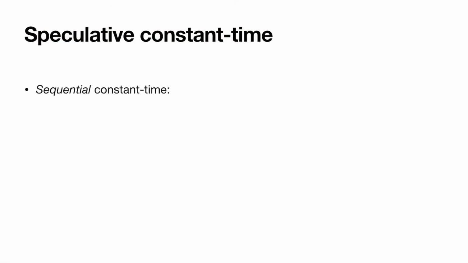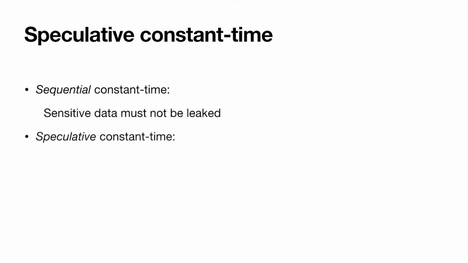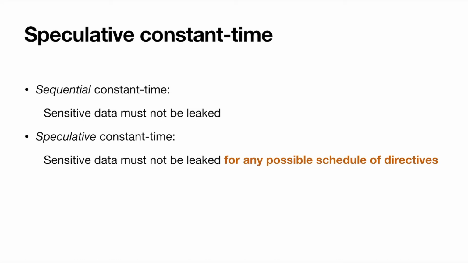So now that we have these semantics, we can define what it means to be speculatively constant time. The sequential statement of constant time is that sensitive data shouldn't influence anything observable to an attacker, so control flow and memory accesses need to be independent of secrets. Our speculative constant time statement builds on top of that. Secret data shouldn't influence anything observable to an attacker, regardless of the schedule of directives given by the attacker. So even if they have full control over the schedule and over the predictors, they still shouldn't be able to learn any secret information. So now that we have this security property, we can check programs for potential Spectre attacks.